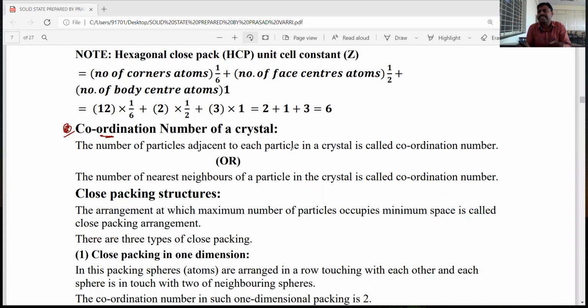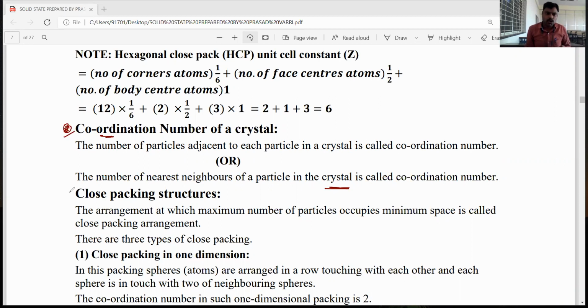Coordination number is nothing but the nearest neighboring atoms present for one particular atom in a unit cell. For crystalline solids, the coordination number definition is very, very important. It is defined as the number of particles adjacent to each particle in a crystal, or the number of nearest neighboring atoms or particles in a crystal. The coordination number is different for different types of unit cells.